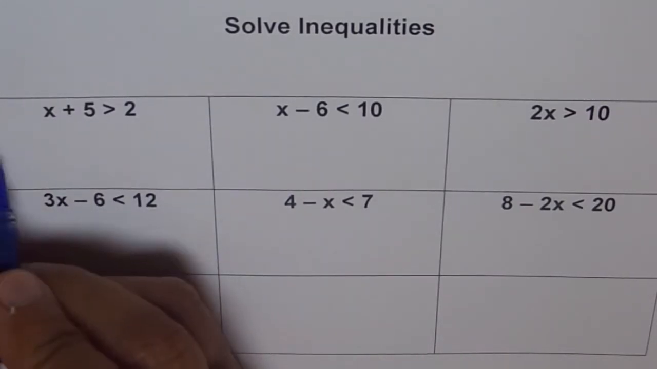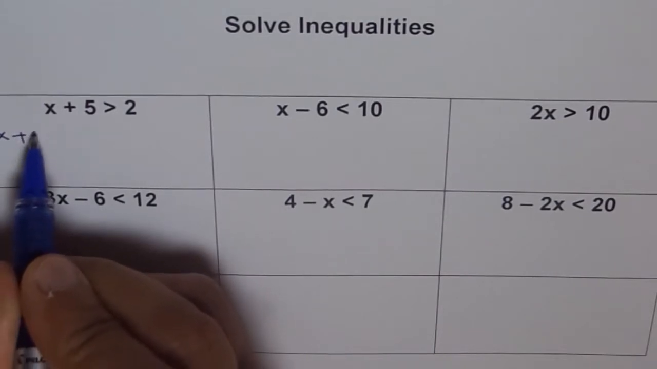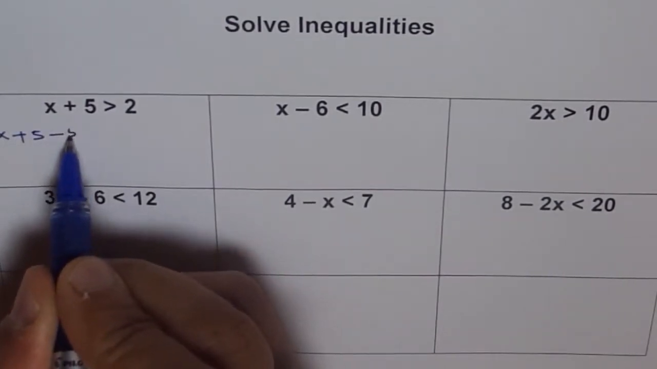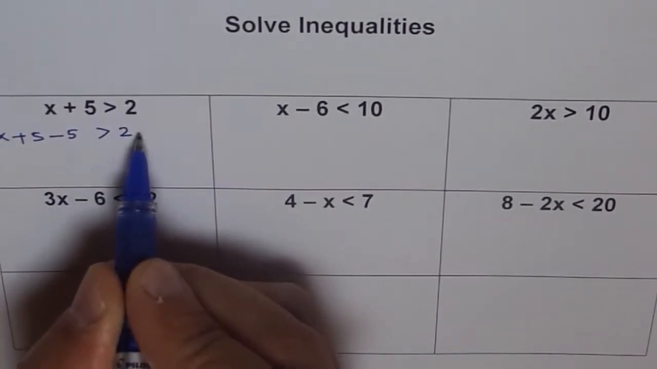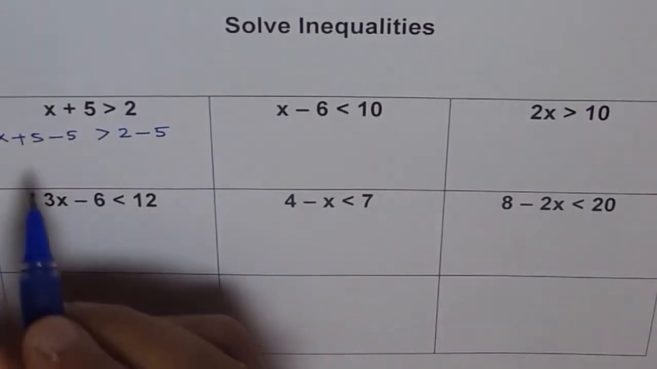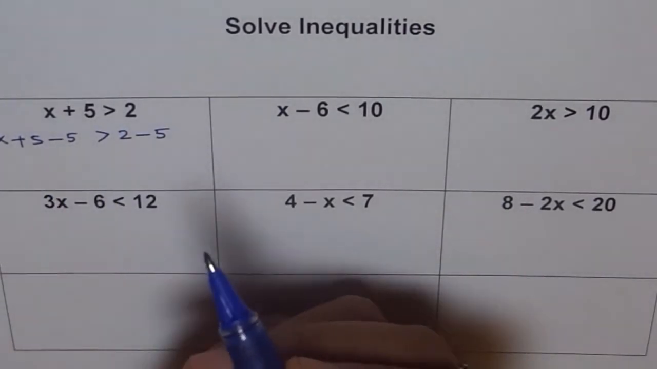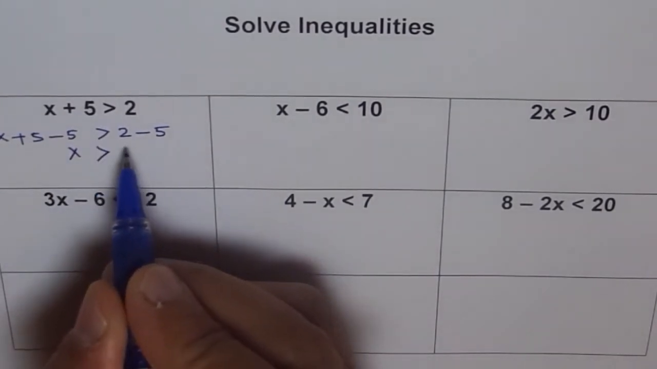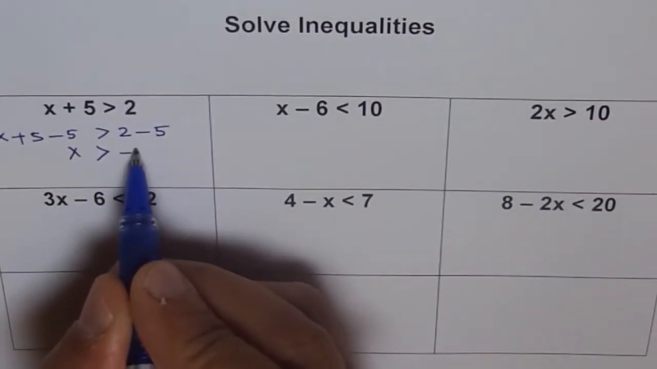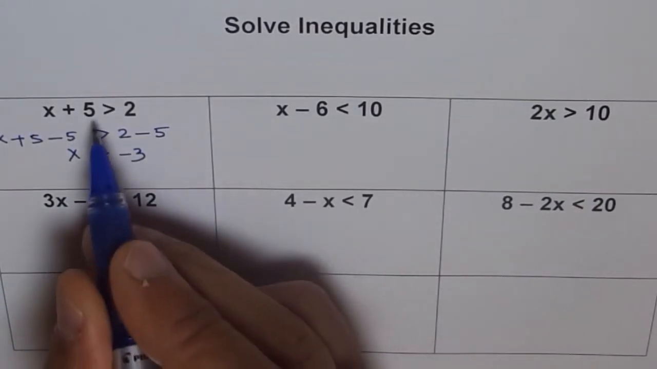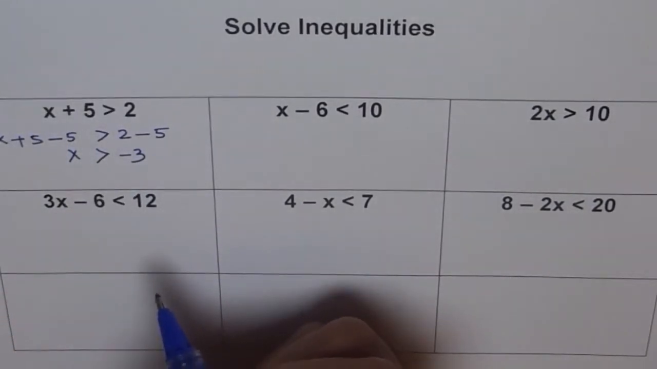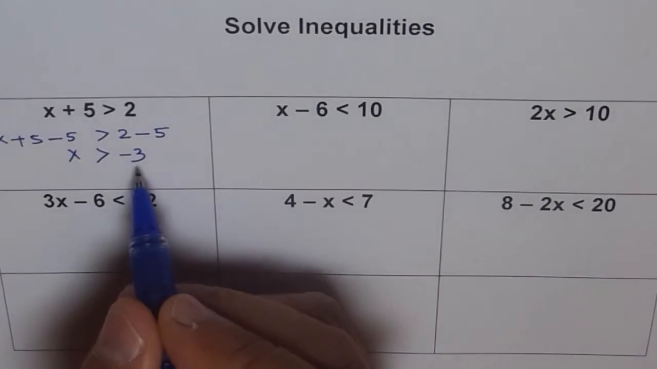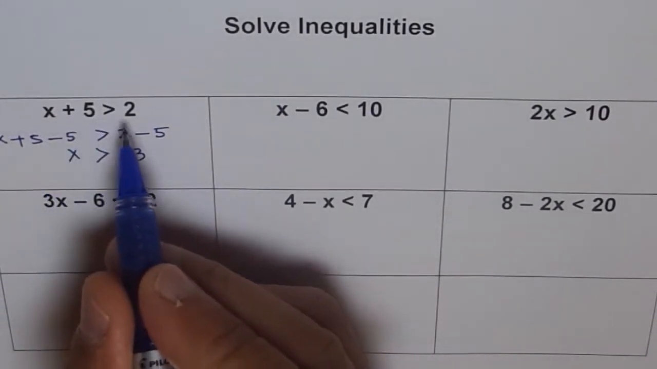So I can write this as x plus 5 minus 5 is greater than 2 minus 5. So plus 5 minus 5 is 0 and x remains here. So x is greater than 2 minus 5, which is minus 3. So that is the solution of this inequality. If x is greater than minus 3, then this statement is true.